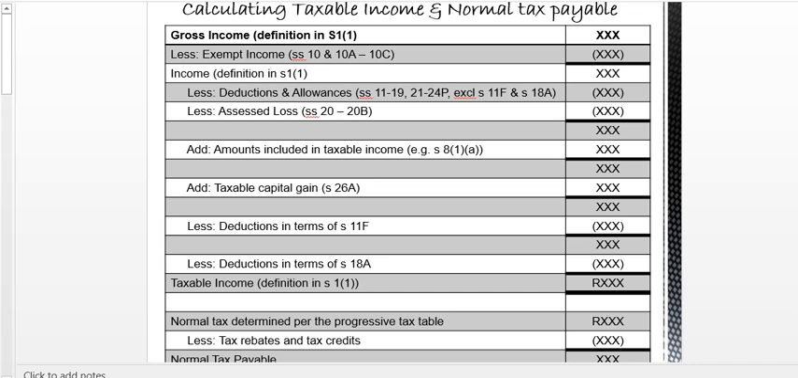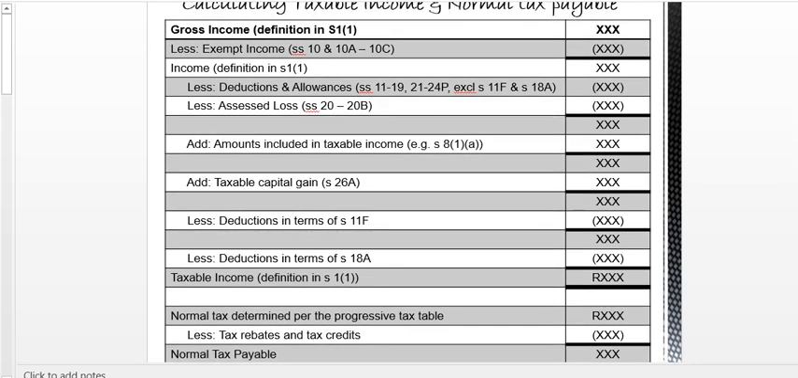Then you can add back any amount included in taxable income. You may add back taxable capital gain. You need to subtract deductions in terms of section 11F. We're not going to focus on that today. And you should also deduct deductions in terms of section 18A. So that's also something that you'll deal with at a later stage. So that gives you your taxable income. Then you need to take this taxable income and calculate your normal tax per the progressive tax table, subtract any tax rebates and credits, and that gives you your normal tax payable.